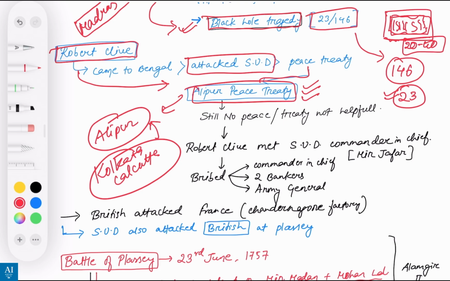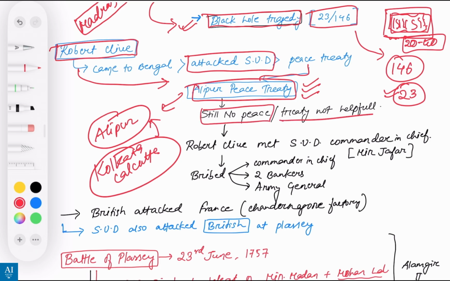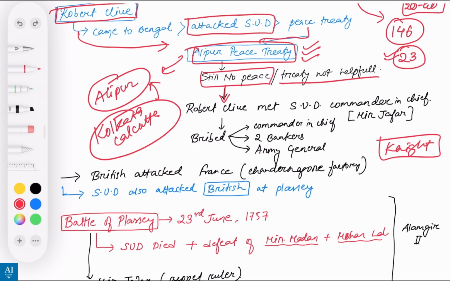But that peace treaty didn't give much peace to either side. The treaty was not helpful to them. So Robert Clive thought of an idea. As Robert Clive is a very intelligent and tactical person, he made the knight move of the chessboard. Knight. So what was his move? His move was that he met Mir Jafar, two bankers, and an army general, of whom? Of Sirajuddaulah.